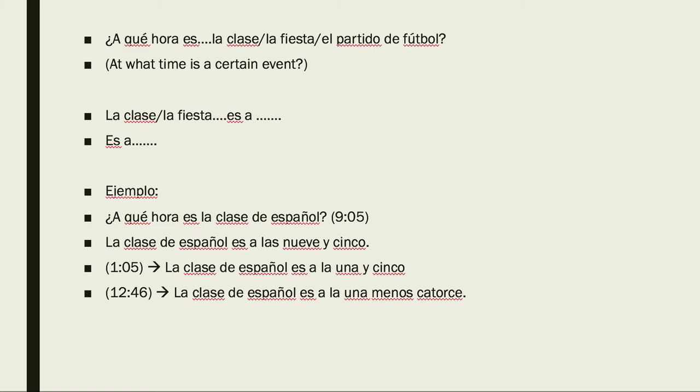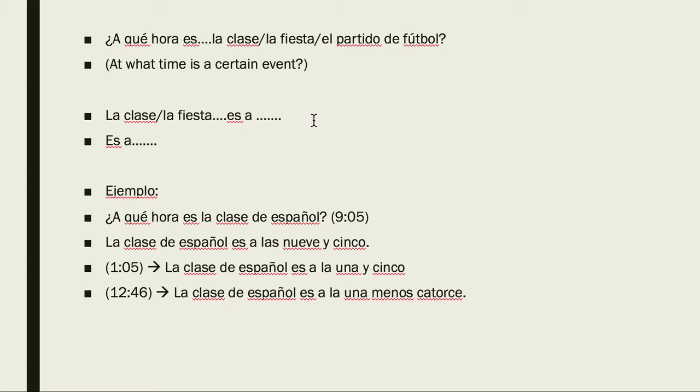So ¿A qué hora es la clase? ¿A qué hora es la fiesta? ¿A qué hora es el partido de fútbol? What time is the class, the party, the football game? No? And to answer, we would use, in the simplest form, es a, and then whatever the time is, or the event es a, whatever the time is.